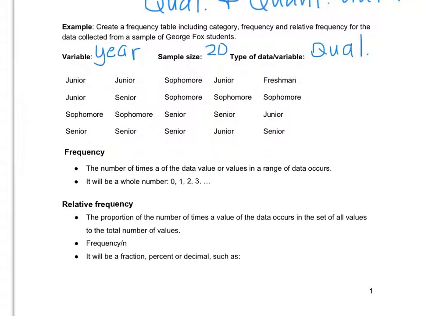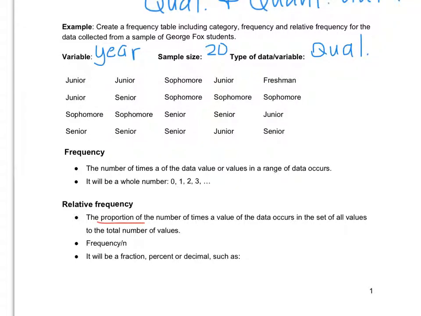Okay, we're going to create a table that has 3 columns: category, frequency, and relative frequency. So category are just the different values that the variable can take on. So freshman, sophomore, junior, senior. Frequency is, looking at that definition, the number of times the data value or values in a range of data occurs. And it's going to be some kind of whole number. All right, 0 is an option, and then we just count up the number of times it occurs, and that's the frequency.